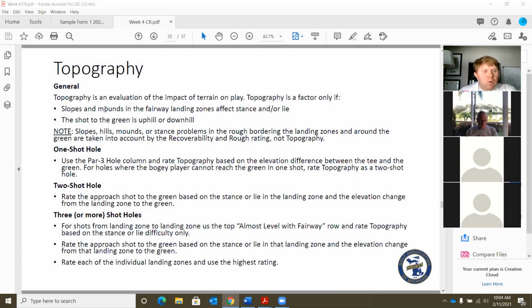And so overall, we're looking at the evaluation of the terrain, and then we're looking at the slopes and mounds in the fairway landing zones and how they affect the stance or lie, and then if the shot is uphill or downhill, and the shot to the green is uphill or downhill. Keep that in mind. It's approach shots that we're dealing with here for topography when we're talking about uphill, downhill.